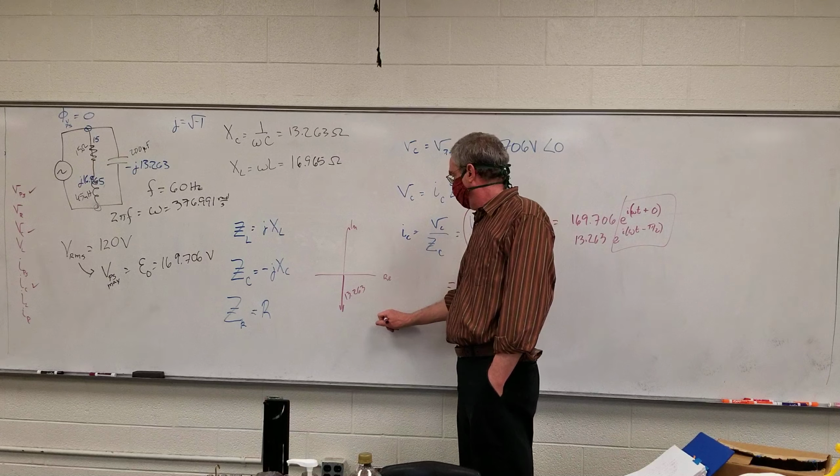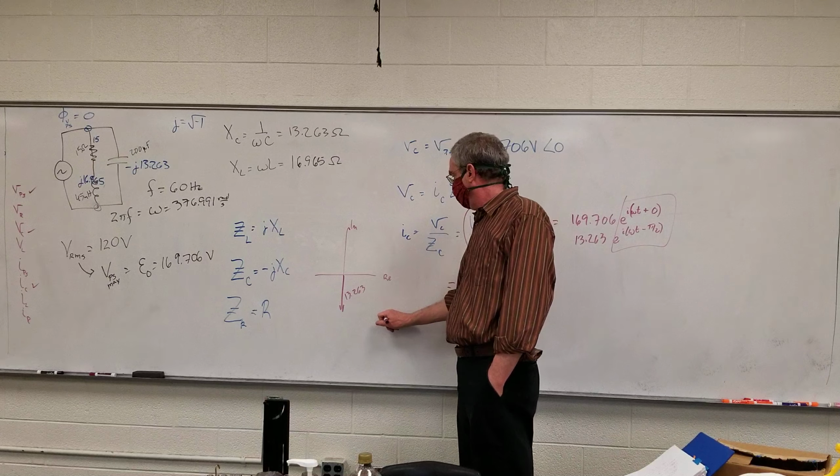The impedance for the RL branch, that path right down the middle. Well, I just add them. That's 15 plus J 16.965. Let's get in polar form.